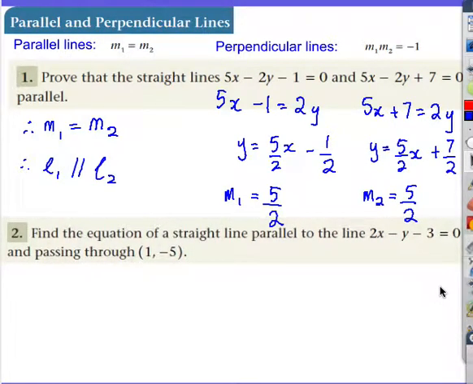Alright, so in this next example, find the equation of a straight line parallel to that line passing through this other point. Alright, so if our lines are parallel, then you know that the gradients must be equal. So whatever the gradient of this line is, must be the same as the gradient of the line that we're trying to find. So what is the gradient of this line here?